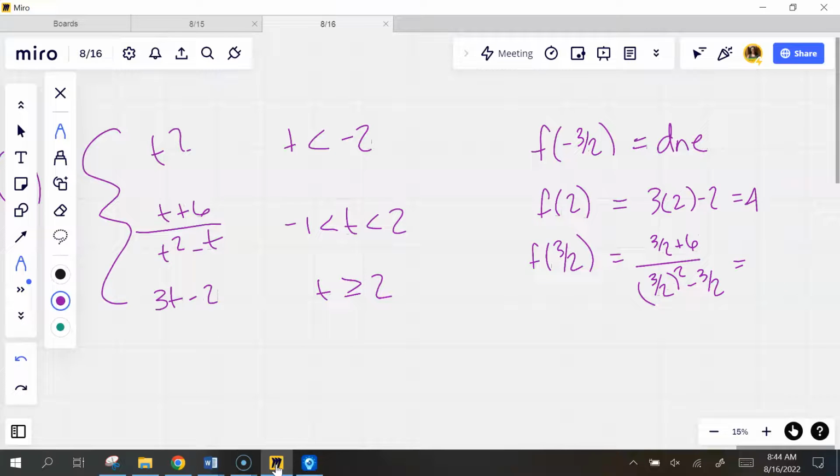Let's see. I would do... Did y'all do a stow on your calculator? I would too. x plus 6 divided by x squared. 10. Is that what y'all got? How about the limit as x approaches negative 2?